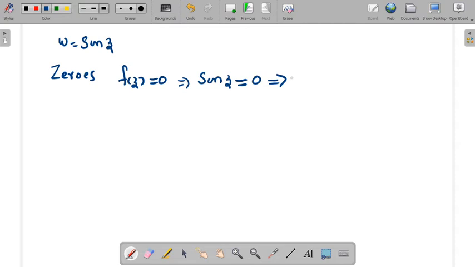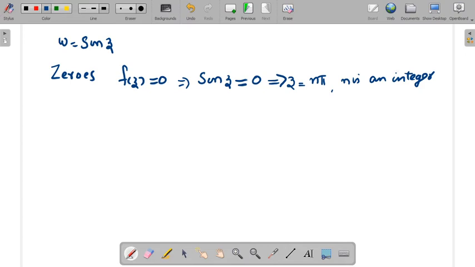Sin function 0 ആവണ points ഏതാ? n pi. z is equal to n pi. So z is equal to n pi where n is an integer.